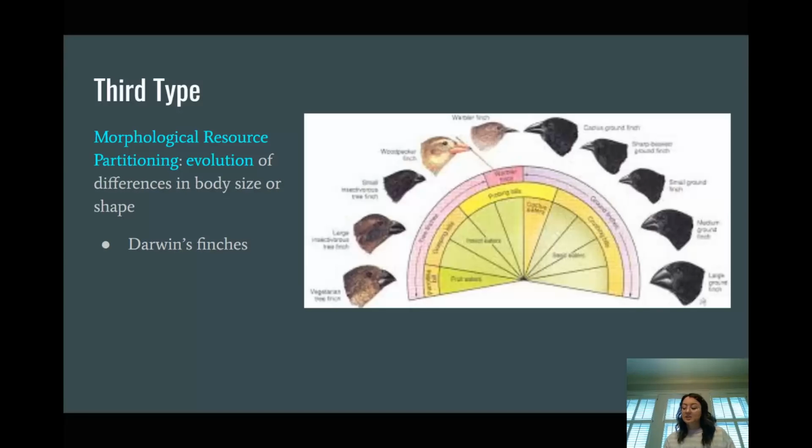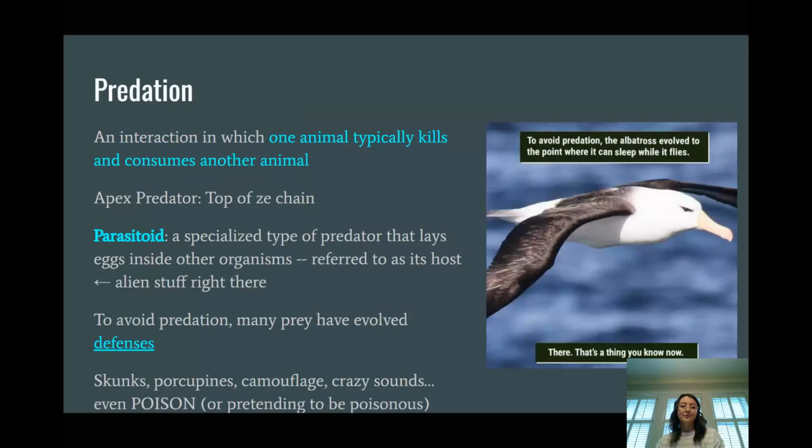Our third type of resource partitioning is morphological resource partitioning, also known as evolution. So when I very first introduced resource partitioning, this is what I mentioned, these Darwin's finches, which is that morphological resource partitioning. So they decided to evolve so they weren't competing over the same exact resource anymore. So again, these are all types of ways that competition can exist without anything necessarily dying.